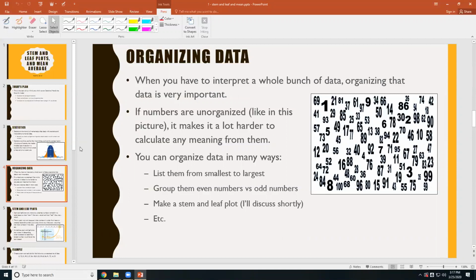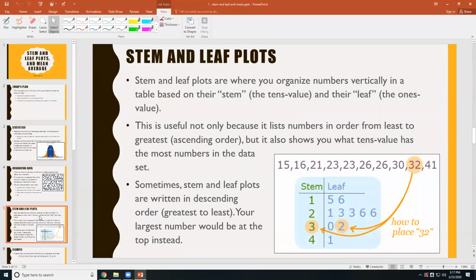Now we can organize data in many ways. We can list those numbers from smallest to largest. We can group them as even numbers versus odd numbers. We can make something called a stem and leaf plot, which I'll discuss shortly, and many other ways that we can organize data. You can come up with a whole bunch of different ways, right? Anyway, stem and leaf plots. This is a bit of a unique way of organizing data, but it can be very useful in certain situations.